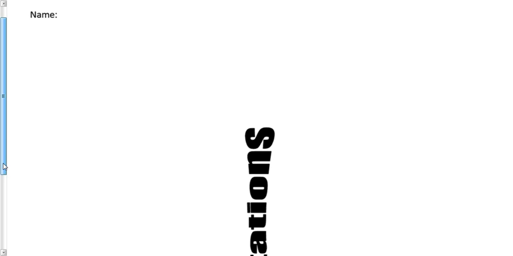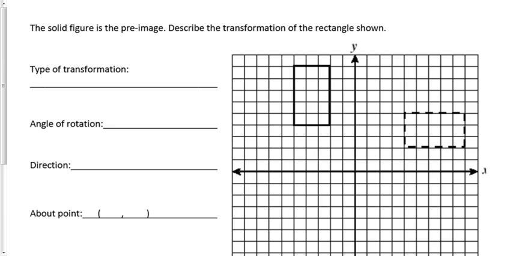So we have rotations. What a cute little rotation right there on the cover page. Moving on to the first problem. So here we have the solid figure is the pre-image and the dashed figure is the image after a transformation. So what is this transformation? And this transformation is a rotation.